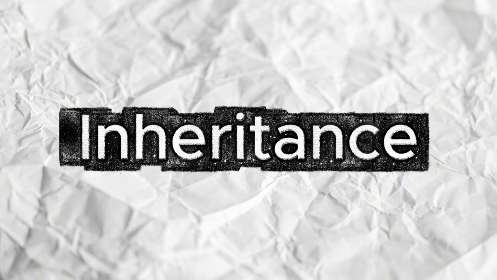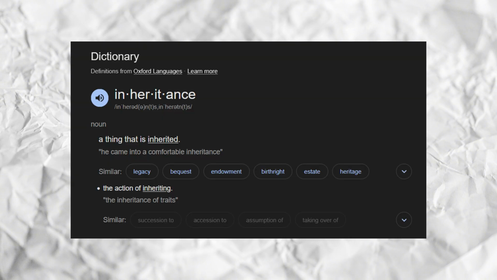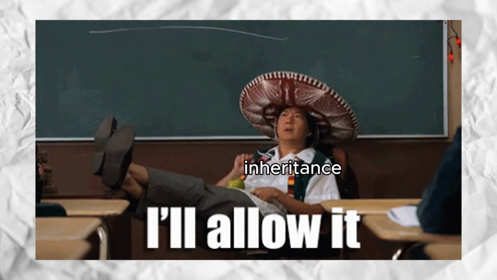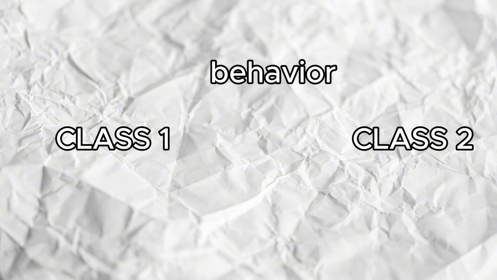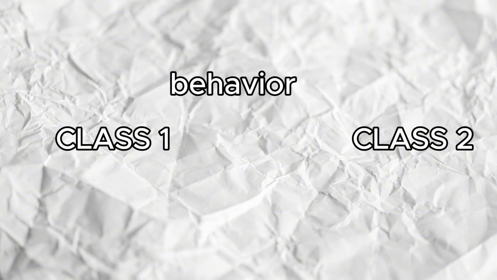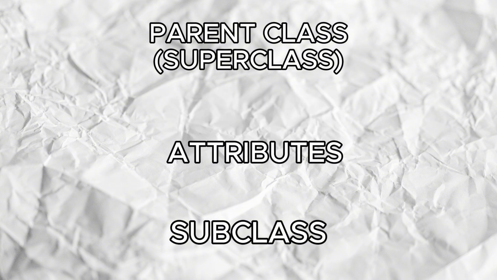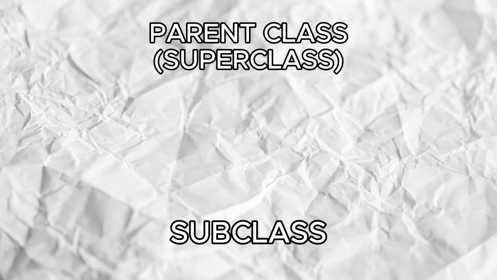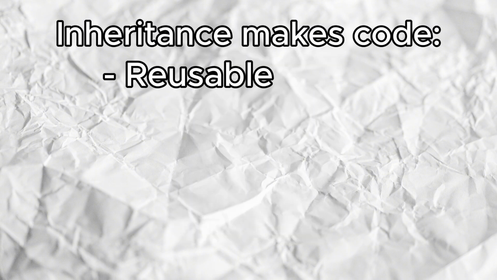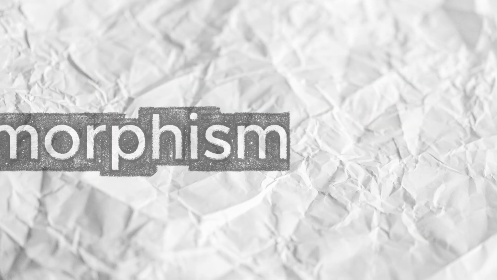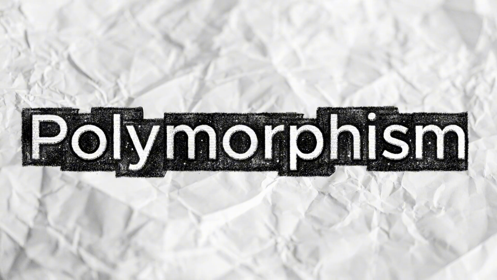Now, let's talk about inheritance. From the term itself, inherit means passing something down. In programming, inheritance allows a class to receive properties and behaviors from another class. Just like in real life, a child inherits traits from their parents, such as eye color or height. A subclass inherits attributes and methods from its parent class. This makes code more reusable, organized, and easier to maintain. Easy as that. Last but not the least is polymorphism.